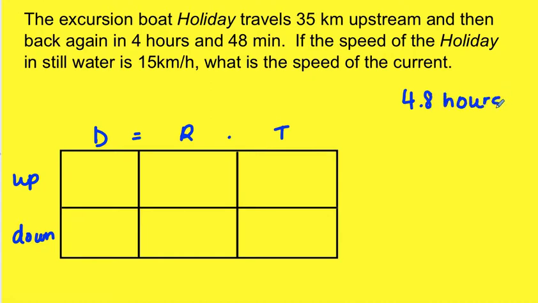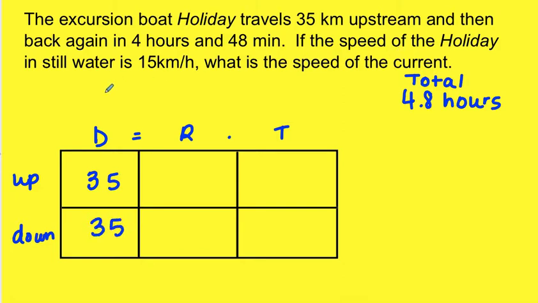Now, the only reason I'm using a decimal here is because 0.8 is a finite decimal. It stops, it terminates. If I got a repeating decimal, I would probably choose to use a fraction and make the fraction a mixed number. But either way, this should work. All right, so the total time was 4 hours and 48 minutes. The distance upstream was 35, and the distance downstream was 35.